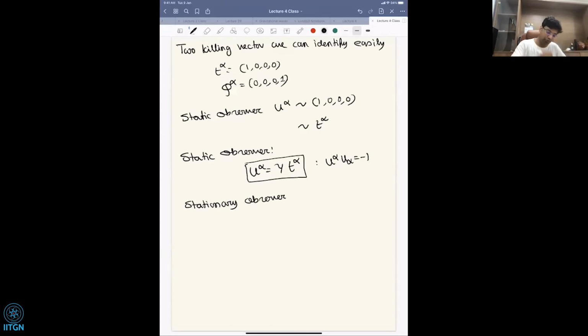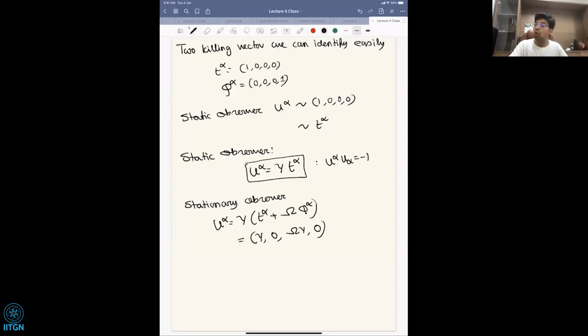So for the stationary observer, the definition is gamma times T alpha, and then I call this omega phi alpha. So that means it has something like that: gamma (T + omega phi). That is the definition. What is the meaning of this omega? Gamma is just the proportionality constant. This has nothing to do with the gamma of special relativity. This is just a gamma function.